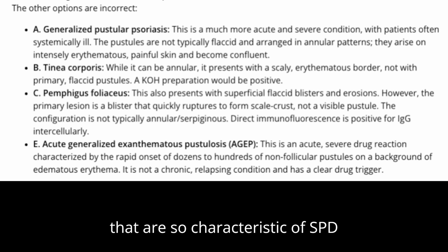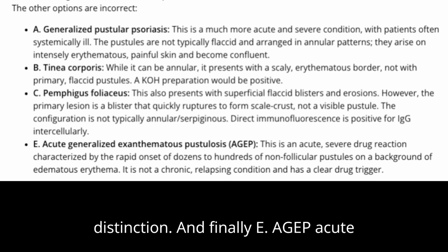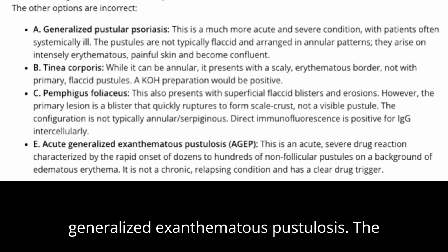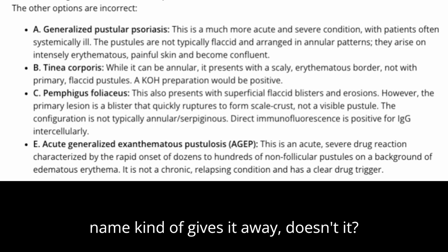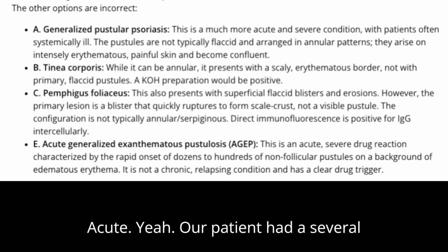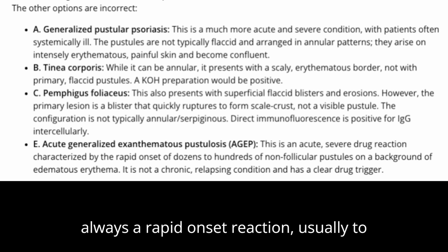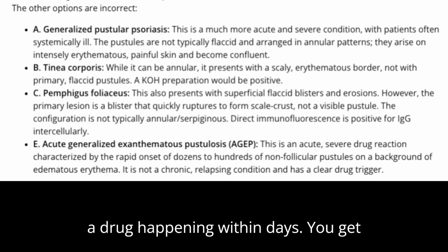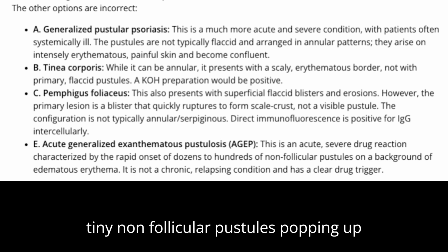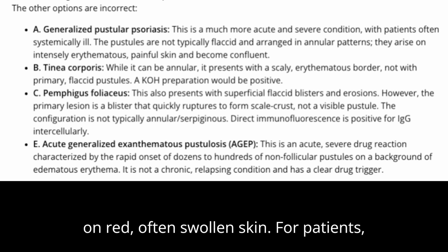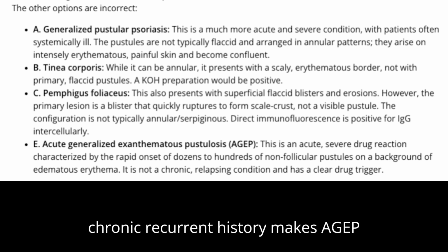Good distinction. And finally, E, AGEP, acute generalized exanthematous pustulosis. The name kind of gives it away, doesn't it? Acute. Yeah, our patient had a several-month history. Right. AGEP is almost always a rapid onset reaction, usually to a drug, happening within days. You get tiny non-follicular pustules popping up on red, often swollen skin. Our patient's chronic recurrent history makes AGEP impossible.